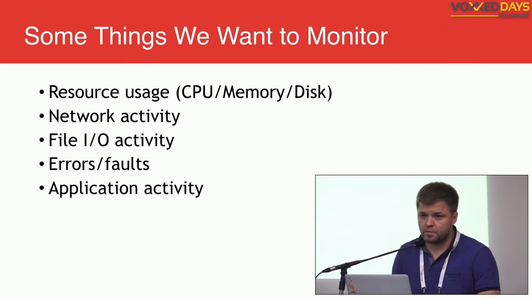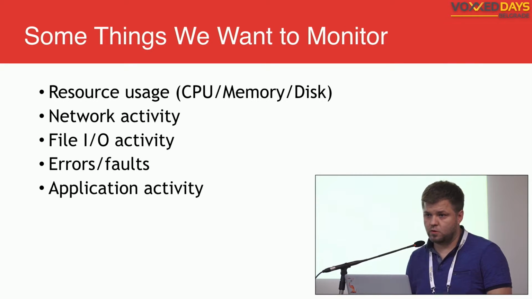So what are the typical things that we care about? What do we want to know? There are a bunch of things we want to know, but I put here 5 categories which cover, I think, 99% of our needs. We want to know what's going on with resource usage: how much processor we are using, memory and disk. We also want to know the network activity of our applications. And we also care about file I/O, and whether there are any errors generated by our applications.